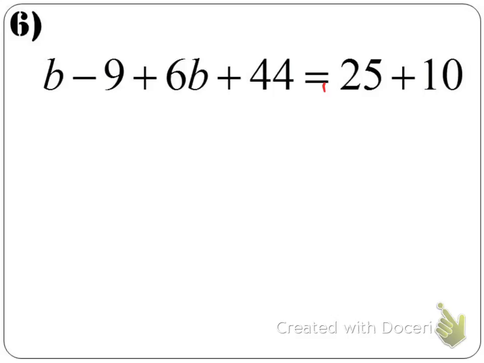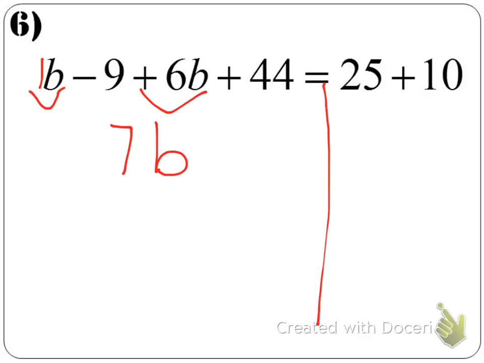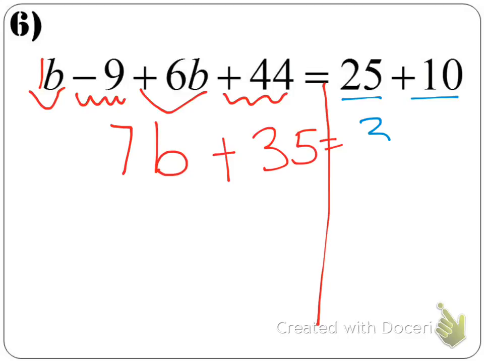All right, let's focus on the left side first. What can I do? Yeah, 1b plus 6b is 7b, right? All right, and then I have just some numbers. Negative 9 and 44 is what? 35, good. That equals, what's 25 plus 10? 35. Great.